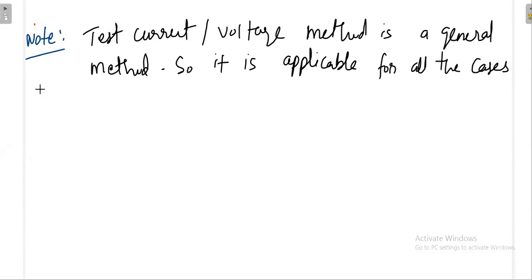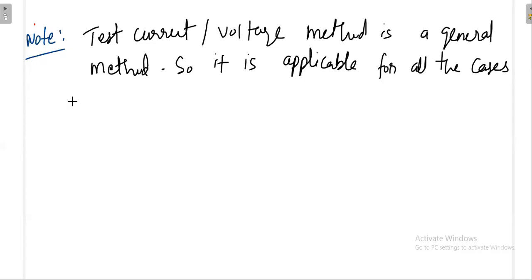For other cases, other methods are available, because the Thevenin method is available. By finding Thevenin's voltage and short circuit current, you can directly find R Thevenin, or in some cases you can find R Thevenin by doing parallel and series combinations. Next we'll proceed with some problems.